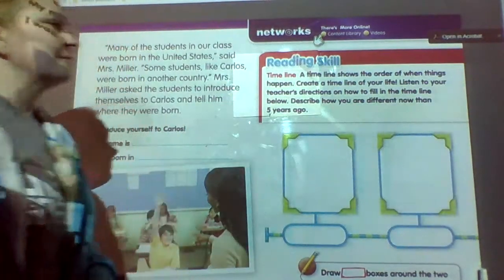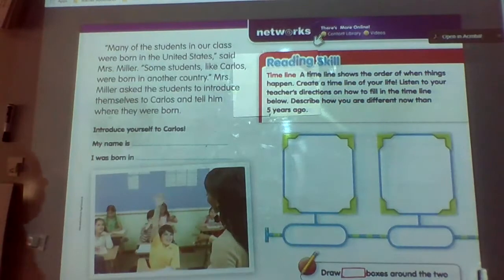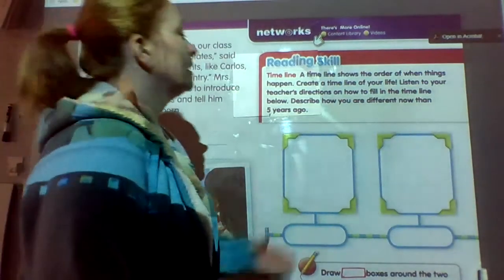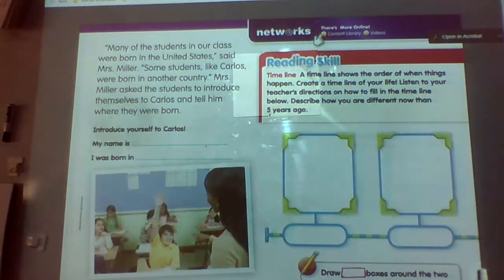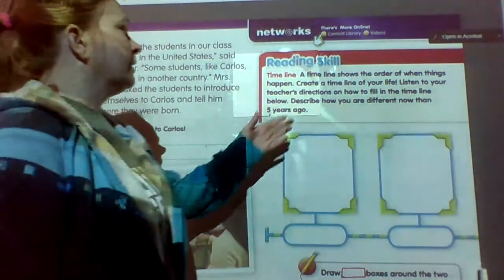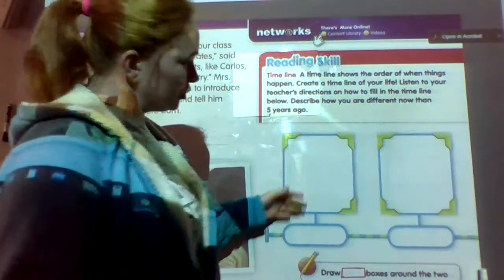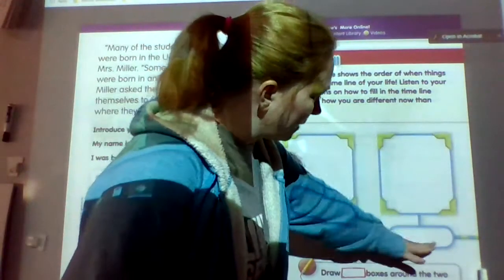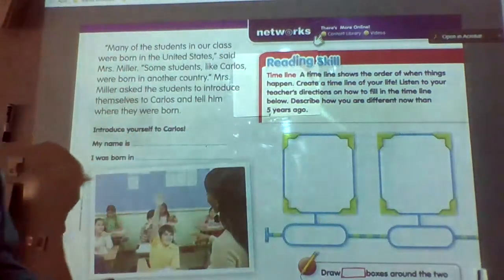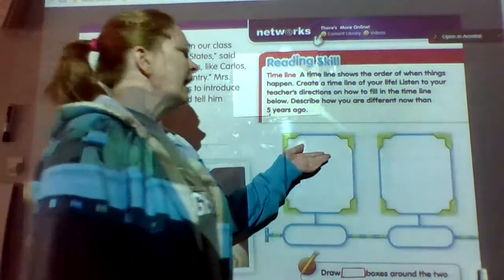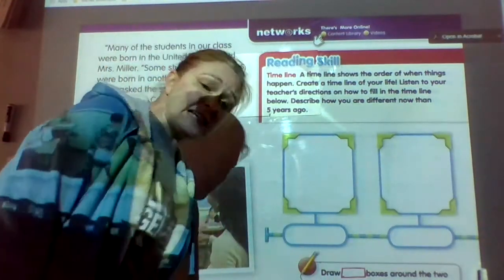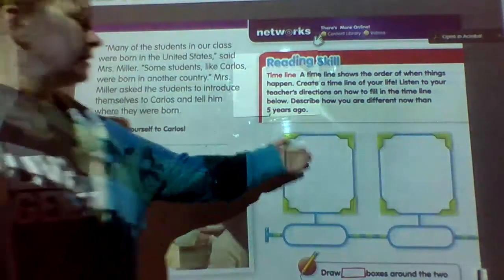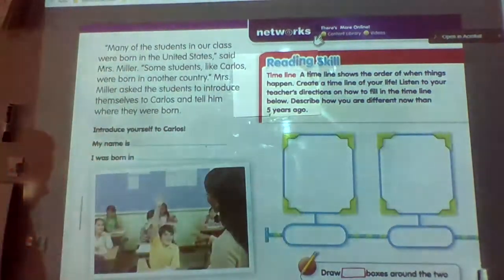Sometimes you can use a timeline. A timeline shows the order when things happen. So you can create a timeline of when things happened in your life. All right? So if you wanted to, you could draw a picture of you today and put the time. So that would be the year, 2020. And you could draw a picture of you 5 years ago. So that would be 2015. All right? So depending on what you wanted to do, you could totally do that.